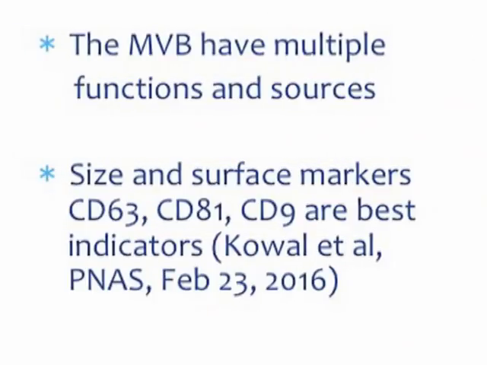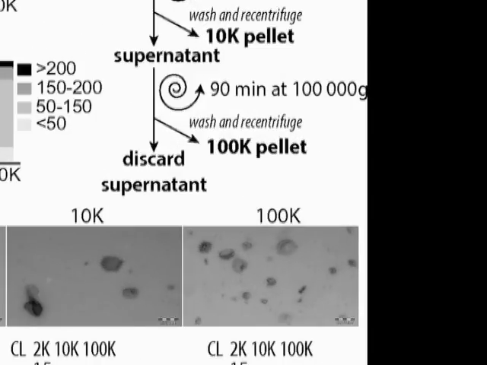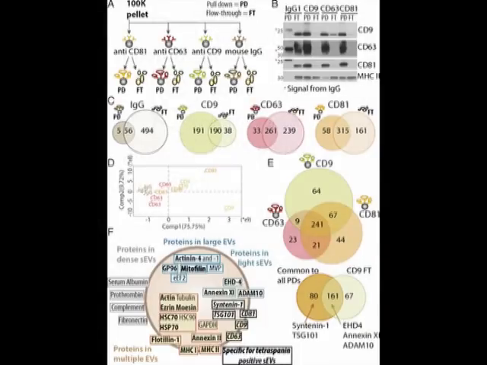What is known from this study of Kowal et al. in PNAS is that when you spin them down, you get different densities, and the ones we're interested in, again, 30 to 150 nanometers. And in their study, they found 3 typical surface markers, at least in the populations that they were studying, that are known as cluster of differentiation 63, 81, and 9.